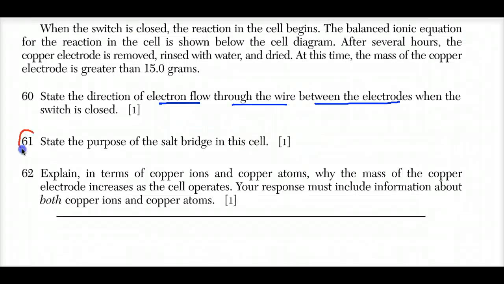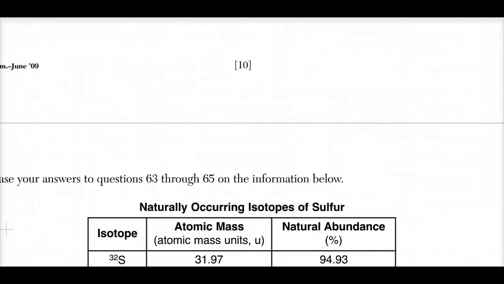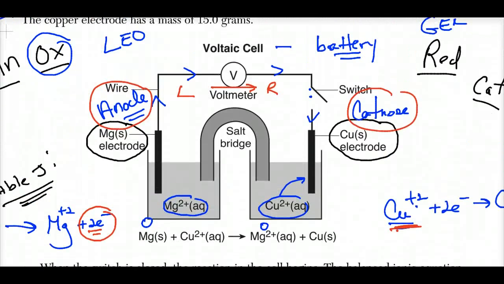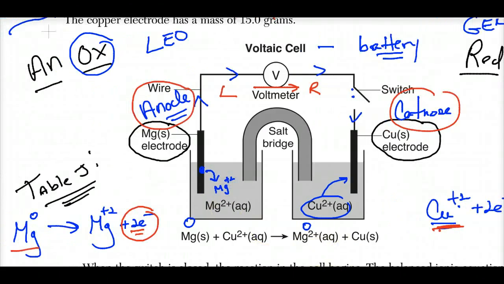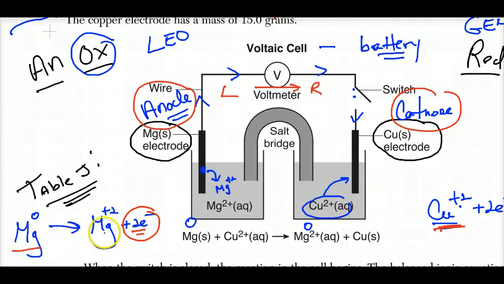Number 61. Number 61, state the purpose of the salt bridge in the cell. Okay, well, the classic question, why do we even have a salt bridge? Well, we know that over time, pieces of this magnesium, I'm just showing you how this gets eaten out, corrodes to make Mg plus 2. So as this solid metal becomes Mg plus 2 aqueous, this electrode gets smaller, but the amount of Mg plus 2 is increasing.